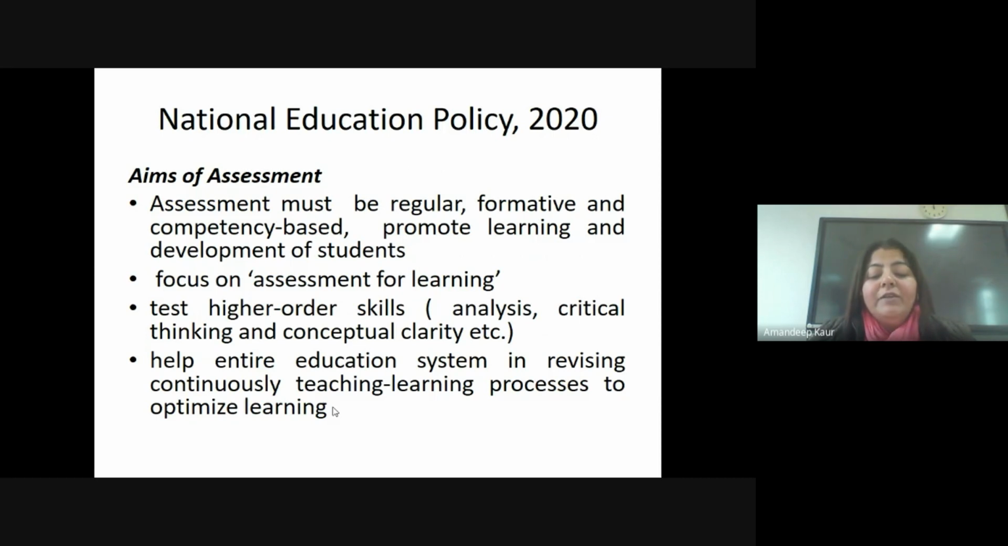Whatever activity we are designing for our student, the major focus must be that the student must be able to do something after the completion of this particular activity, or they are able to get something out of the activity that is being designed for them. Test higher order skills, analysis, critical thinking, conceptual clarity, etc.